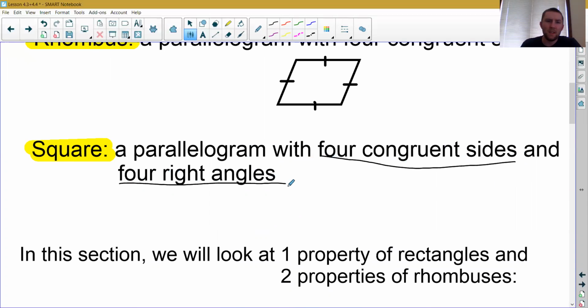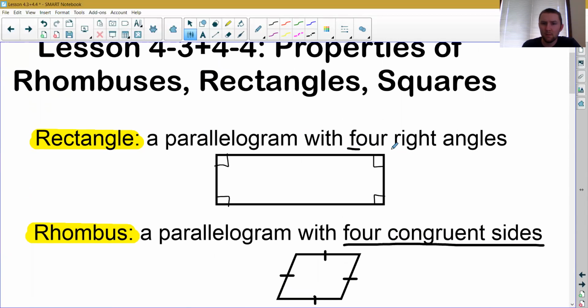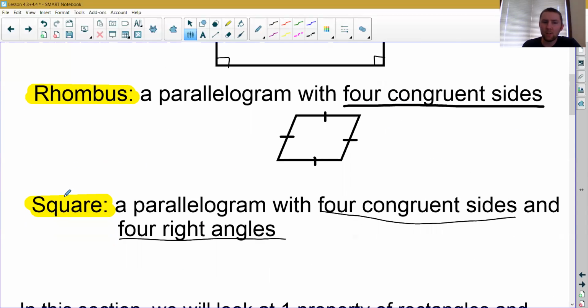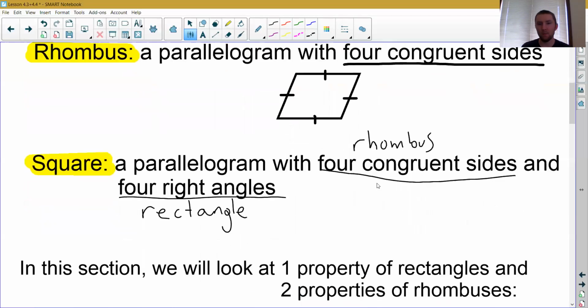Well, isn't a parallelogram with four congruent sides a rhombus? That's what I just wrote down right here, right? And isn't a parallelogram with four right angles a rectangle? So we just wrote down right here, right? So a square, you guys, really is a parallelogram that is both a rhombus and a rectangle. A rhombus and a rectangle. So the square then, you guys, has all the properties of both the rhombus and the rectangle.